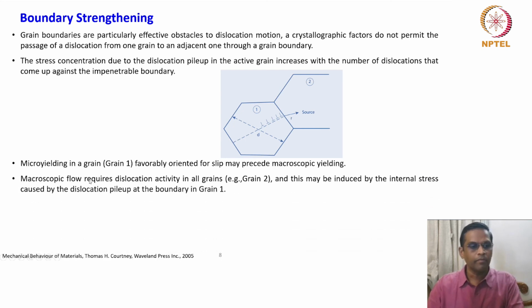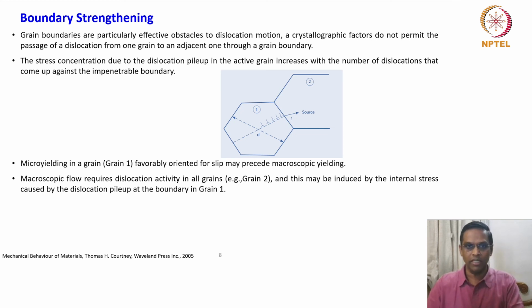Okay. So the macroscopic flow requires dislocation activity in all grains. This may be induced by the internal stress caused by the dislocation pileup at the boundary in grain 1. So now we are to have the continuous plastic flow. The cooperative displacement of all the boundaries is mandatory. That's what we are saying. If that is not going to happen, it is going to create a void or overlap and so on.